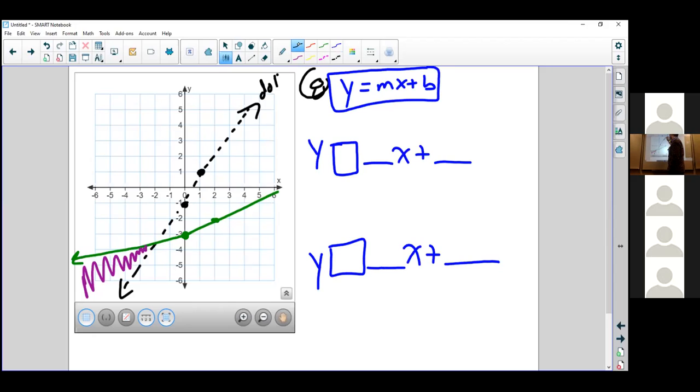So this is dotted. I look and I have a y-intercept of -1. And for my slope, I go up 1, right 1. So that's all I'm going to do on that first problem. I'm not going to find my inequality sign yet. So now I'm going to do my green one. My y-intercept is -3, and I go up 1, right 2 for my slope.